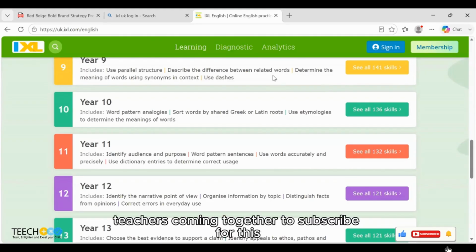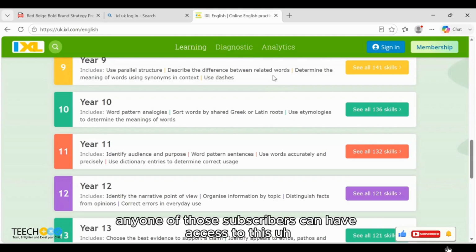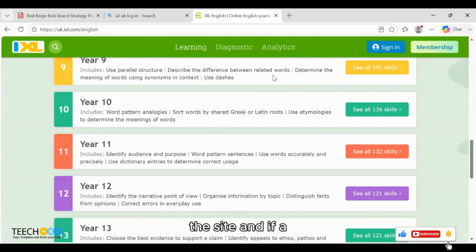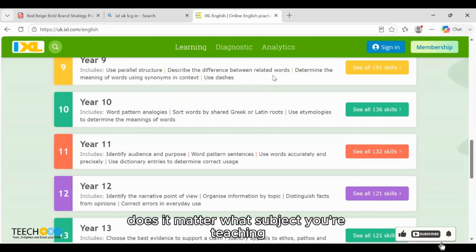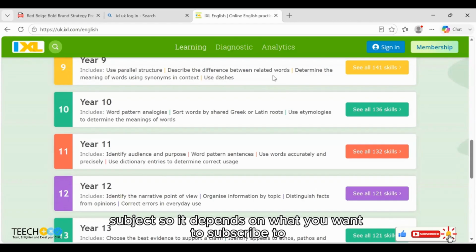It's going to be very brief. You mentioned that teachers coming together to subscribe for this IXL. So does that mean any one of those subscribers can have access to the site? And if we actually do, does it matter what subject you're teaching, or once you have access to it, you can explore any subject you want to? That's all. It depends. The membership depends on, some people just subscribe to math and English, others subscribe to math, English, science, and some other subjects.